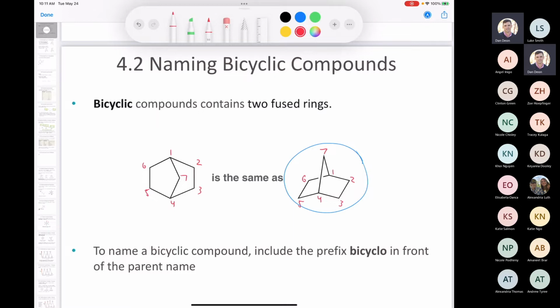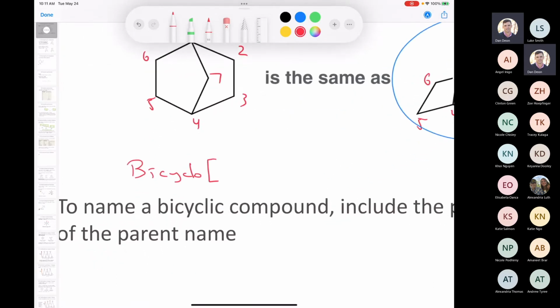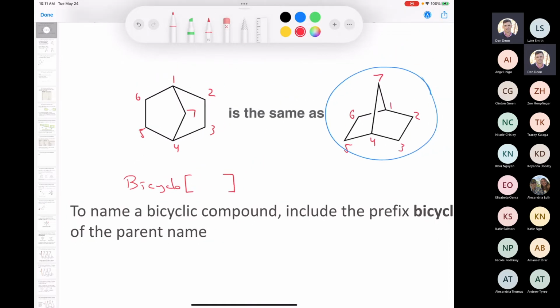Therefore, I would call this a bicyclo. Then what you do is you make an open square bracket and a closed square bracket, and then you write the name of the parent. So bicycloheptane, because there's 7 carbons, right? Heptane means 7 carbons.